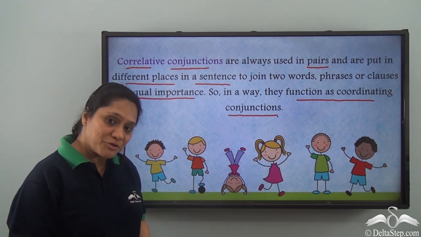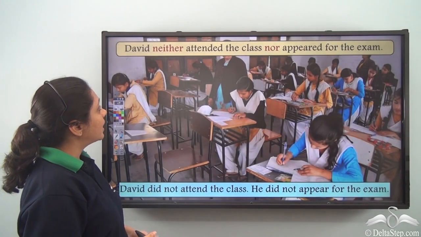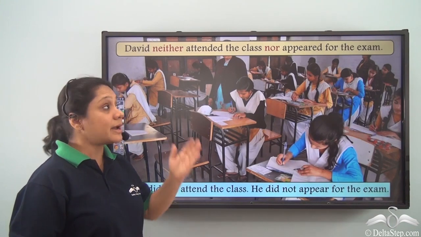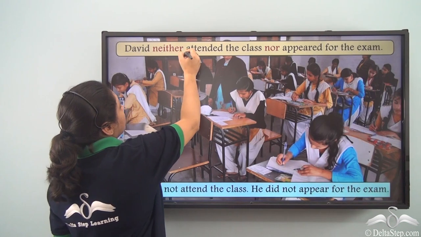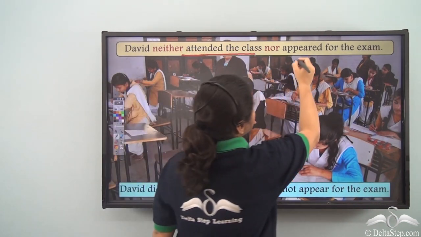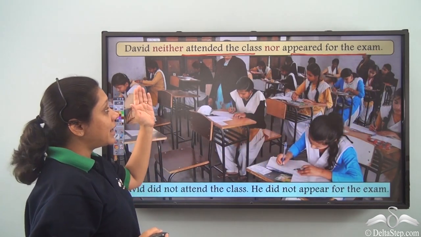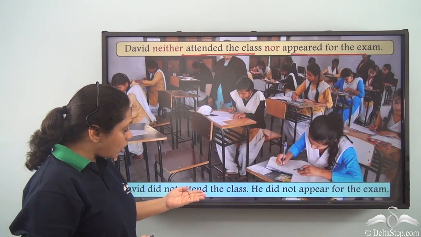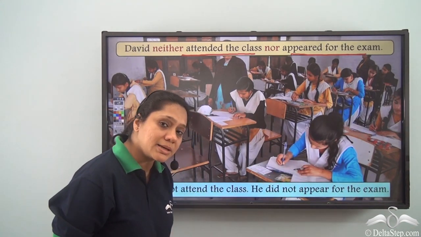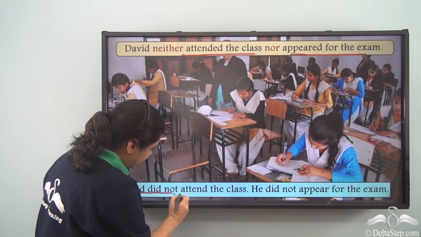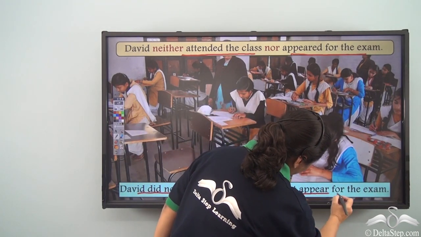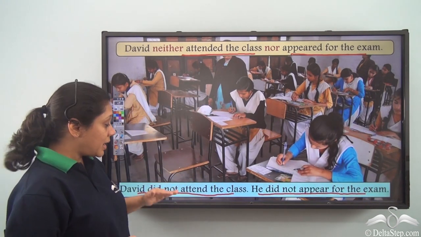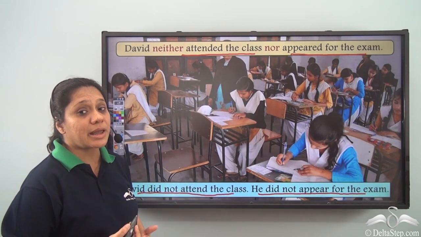Let us see some more examples of correlative conjunctions. David neither attended the class nor appeared for the exam. Again, there are two alternatives here. What are they? Neither attended the class, nor appeared for the exam. So there are two negative alternatives. So this sentence is made up of these two clauses. David did not attend the class. He did not appear for the exam. So both these clauses are independent clauses. Both these clauses are important for this sentence and both these clauses give us a negative option or negative choice.